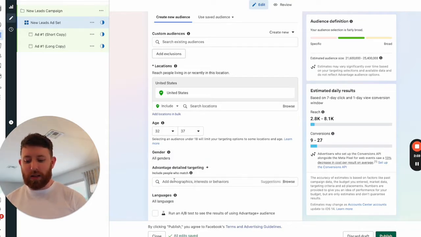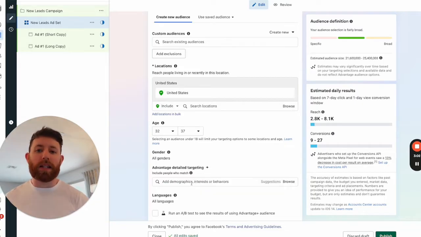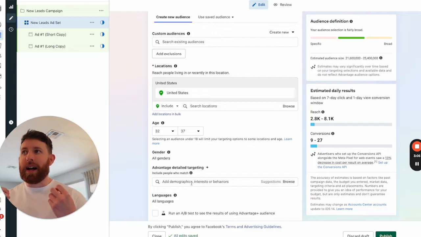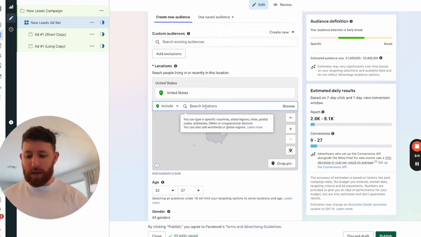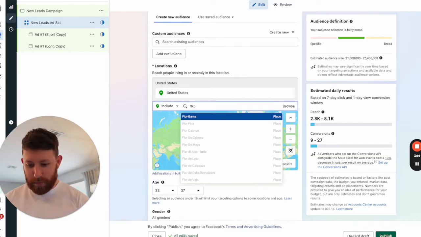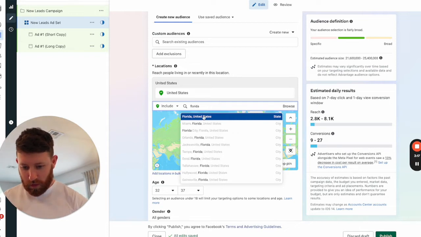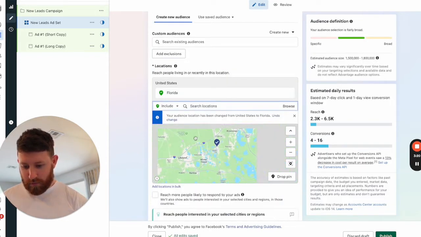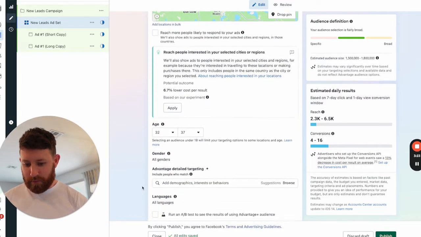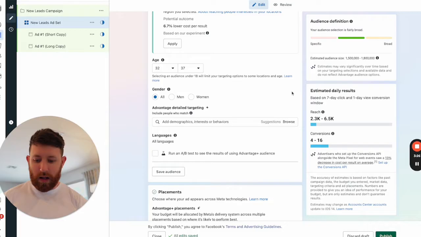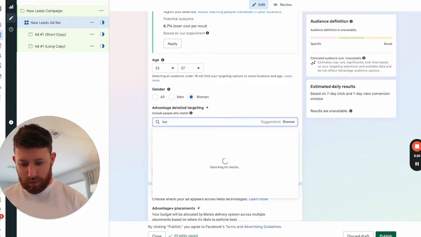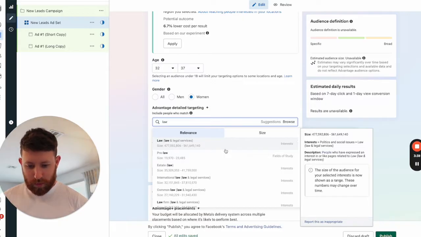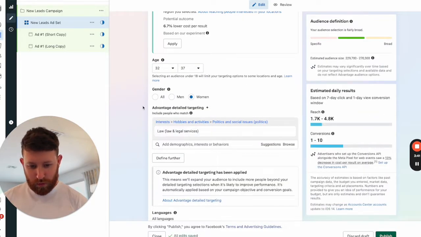And then advantage detailed targeting, they may be super, super specific with what this is as well. So they may go for a detailed targeting that only has, let's say, 32,000 people in it. So when we whittle it down to, let's say, Florida, as an example. Okay, so Florida. And then from there, we have 32 to 37, and then we have female only, and then let's just say that we've got the detailed targeting, and I don't know, law. Let's see. Literally just spoke to somebody who helps with legal stuff.